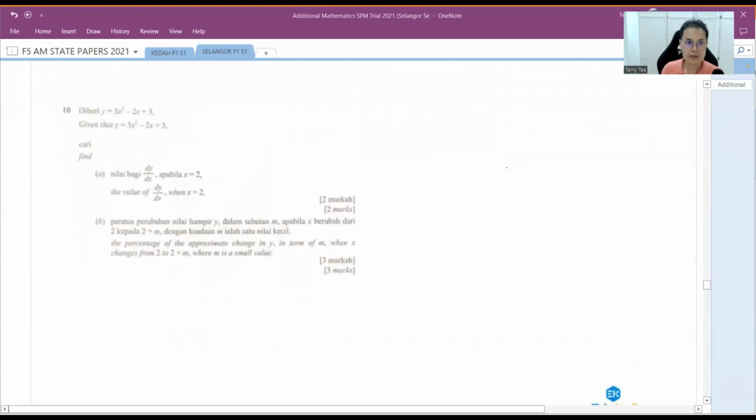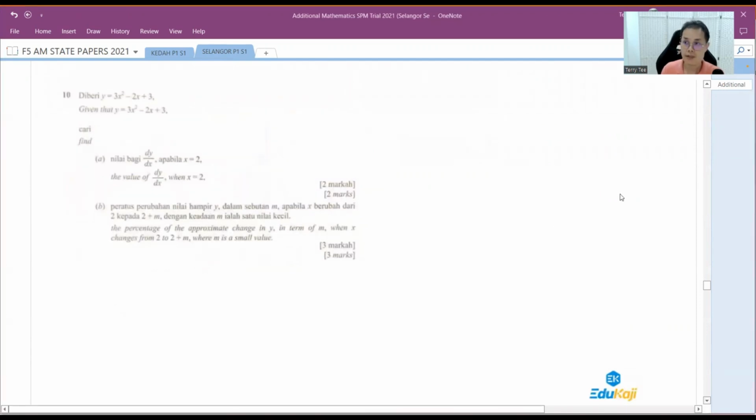Okay, question number 10. This is Form 5, Chapter 2, differentiation. Previously, circular measure is Form 5, Chapter 1. So first part, very simple. Find dy/dx when x is 2. So we just differentiate. You bring the power down, 3 times 2 is 6, copy x. Differentiate minus 2x, you get minus 2. Differentiate 3, you get 0. Then we substitute x with 2. My dy/dx is 6 times 2 minus 2, 12 minus 2. Answer is 10.